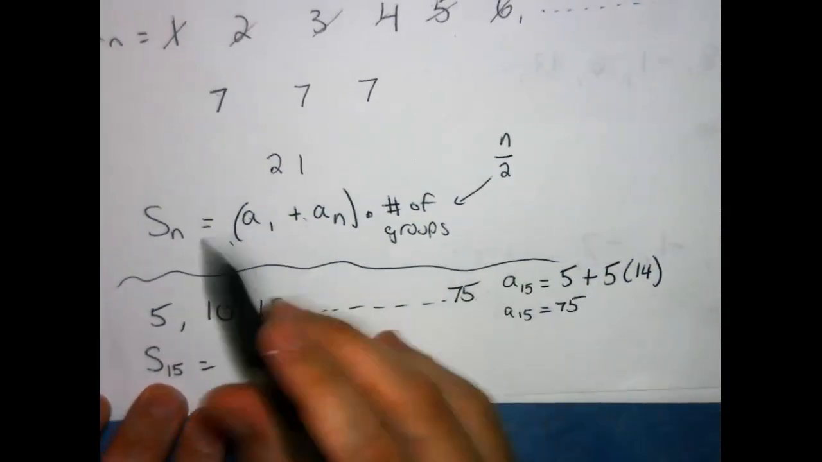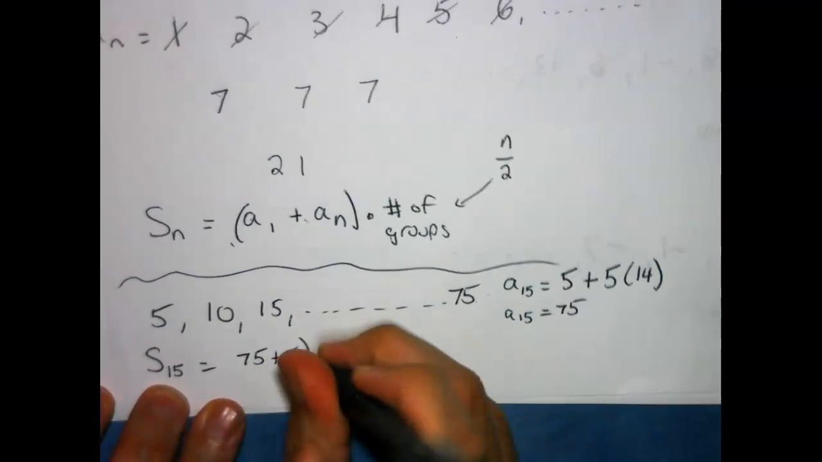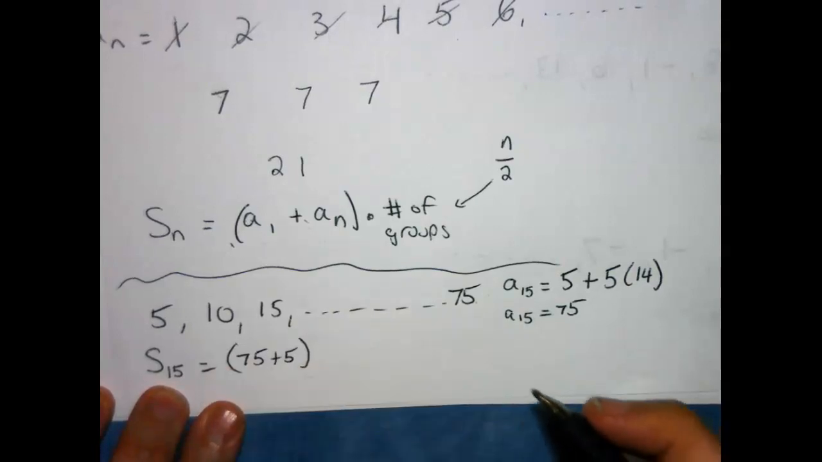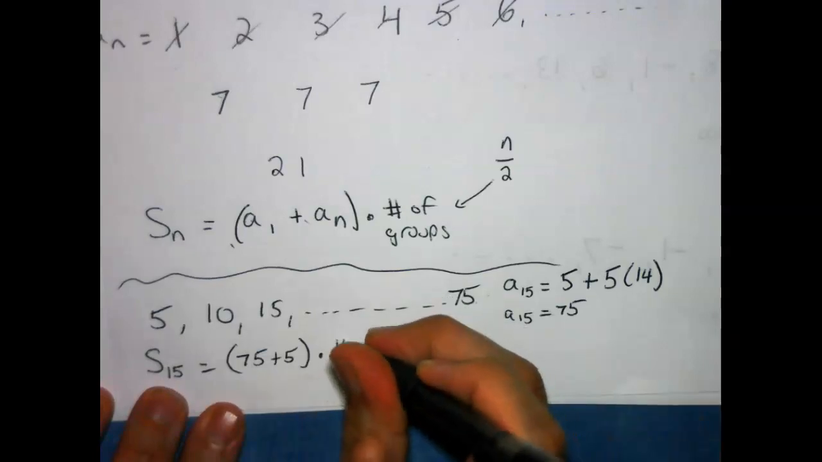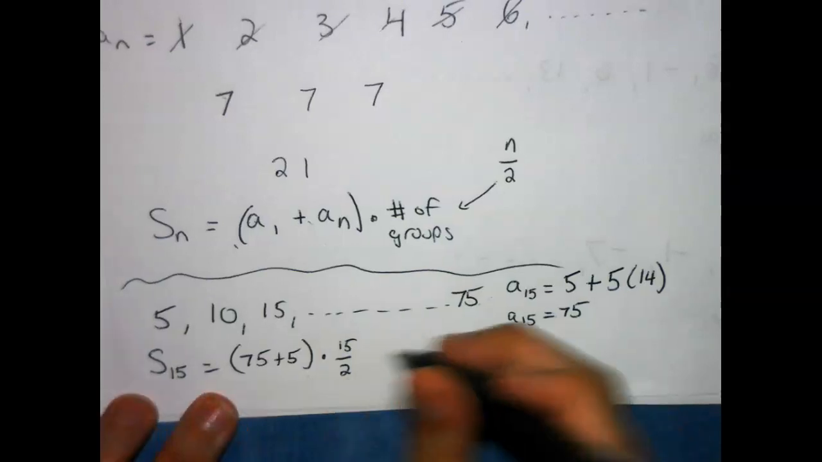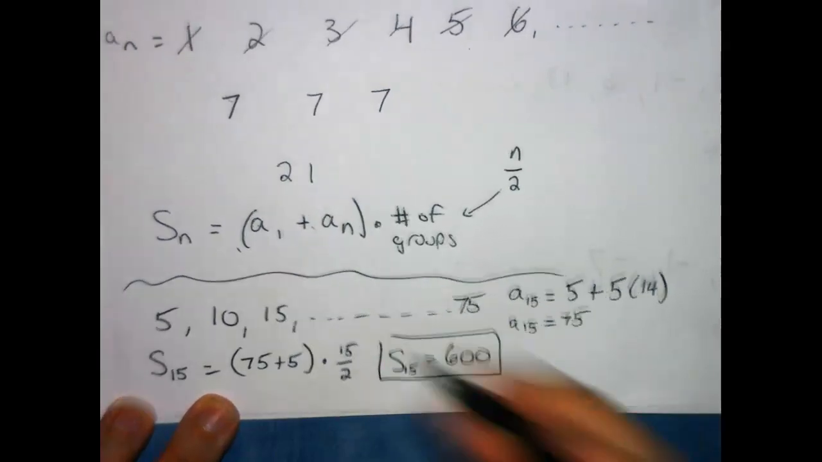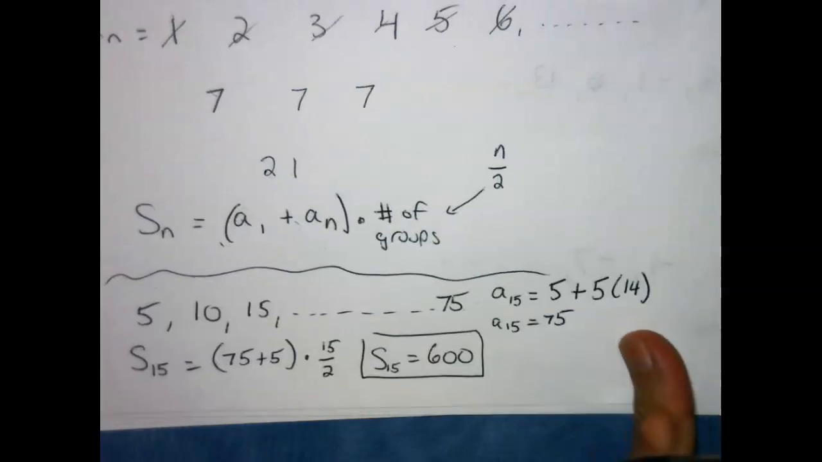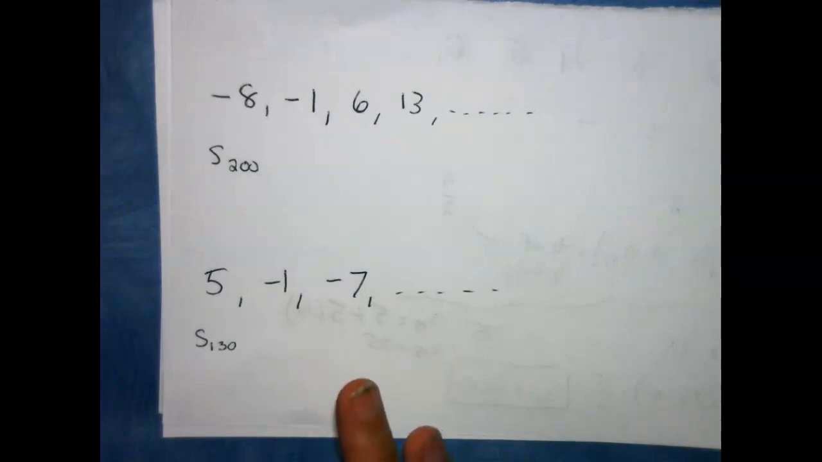Okay, now I break it off into those pairs. So I'll do 75 plus 5. That's what each of the pairs are going to add up to. Okay. And then the number of groups, well, I'm looking for 15 terms, so it'll be 15 divided by 2. Okay. Now I can just type that into my calculator. So the sum of the first 15 terms. There we go. Okay, try these 2 out on your own, and then come back and see how you did.